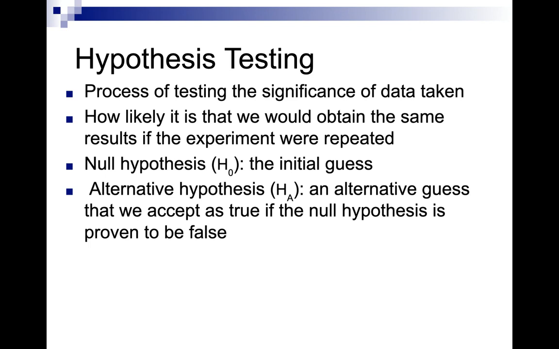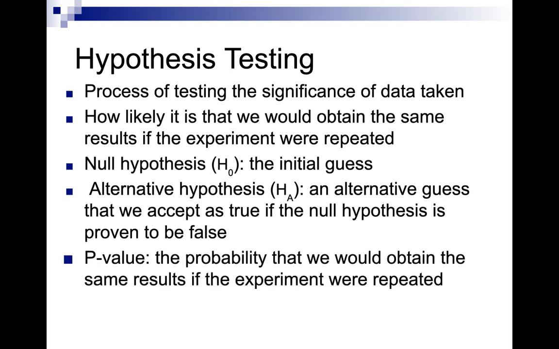Okay, so what that means is you have your initial guess, your null hypothesis, you collect your data, you analyze your data, and either you prove that null hypothesis to be true, or you prove it to be false. If you prove it to be true, then you're done. If it is proven to be false, then we accept the alternative as true, the alternative guess. Okay? And the way we decide that is something called the p-value.